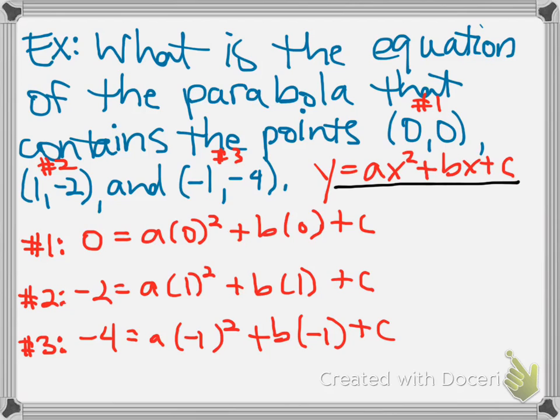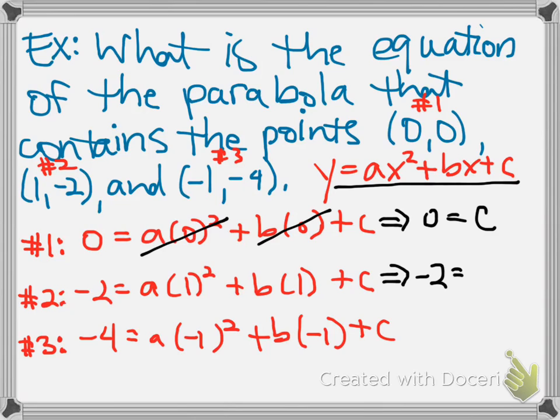Now that I've done that, we can simplify each of these equations a bit, especially this first equation. We're going to end up with 0 on the left side of our equation, but a times 0 squared, that of course cancels out, as does b times 0. So that's pretty nice, because that tells us then that c is equal to 0. So that's helpful. Let's simplify our second equation a bit.